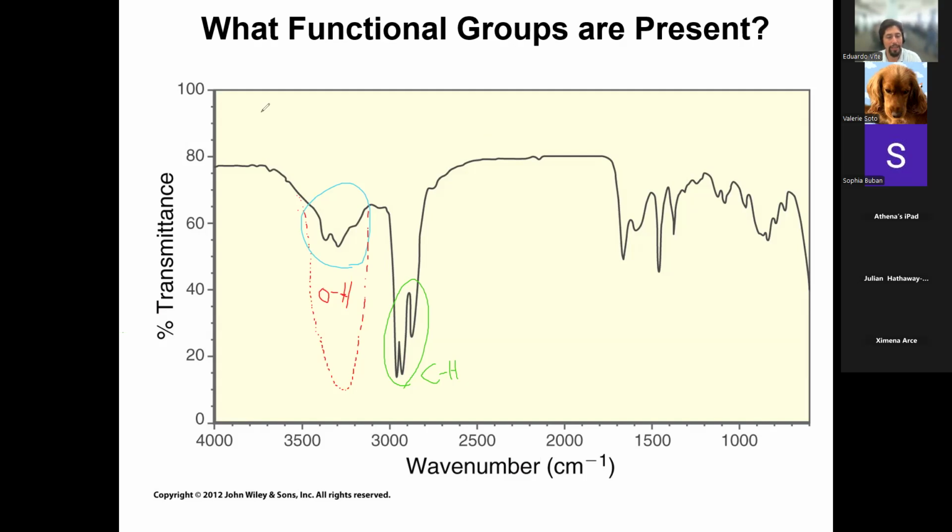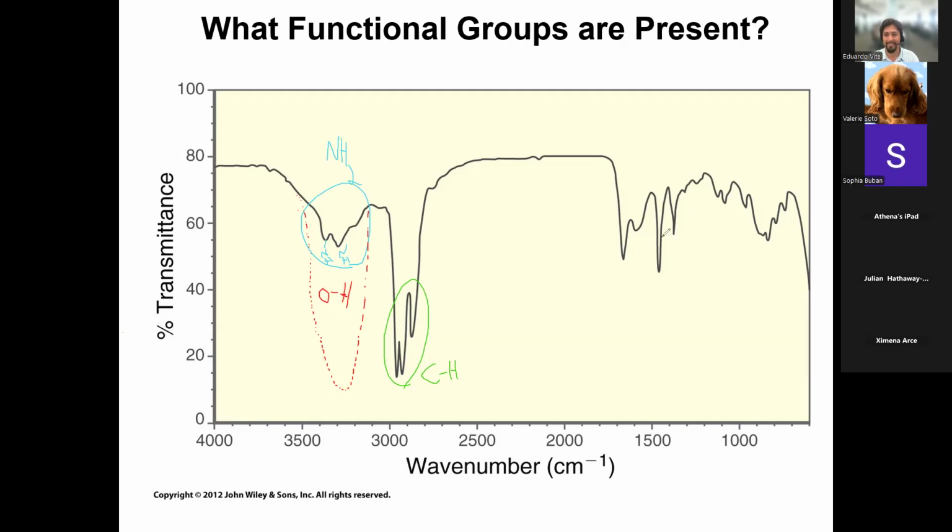Alrighty, and Mia said amine. That's right. What kind of amine? Is it an NH or an NH2? NH2. And you know that it is an NH2 because you see two peaks. Each peak is an NH stretch. Perfect. Exactly. So this is NH, this is NH, and since we have two NHs, it must be NH2, an amine.